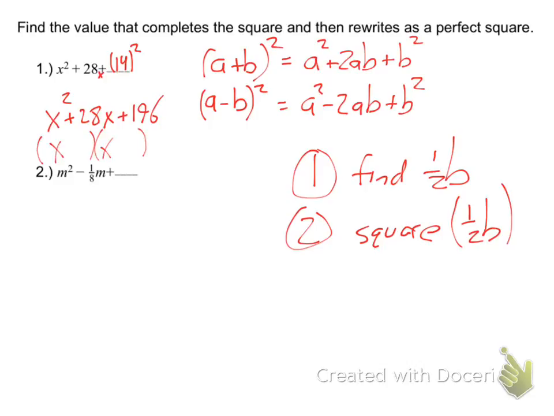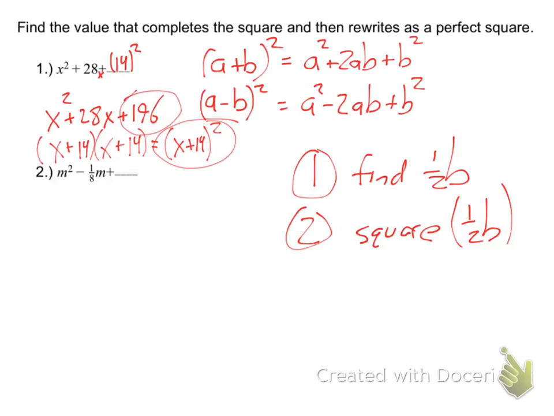What are the factors of 96 that give me 28? 14 and 14. Plus and plus, yes? So I completed the square. Now I'm just going to factor it. But wait, what's x plus 14 times x plus 14? X plus 14 squared.